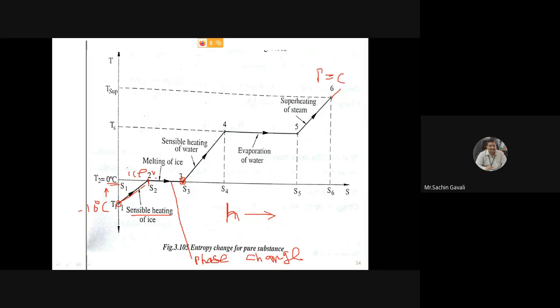So T2 is remaining constant, and whatever heat we are supplying from point 2 to point 3 is the phase change from ice to water, where temperature remains constant. So that heat is called as, anybody? Nobody is replying. Unmute and tell.